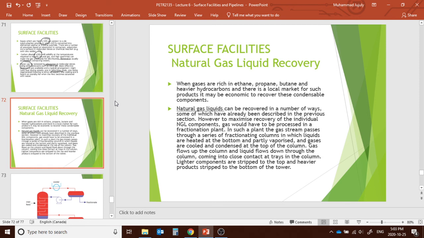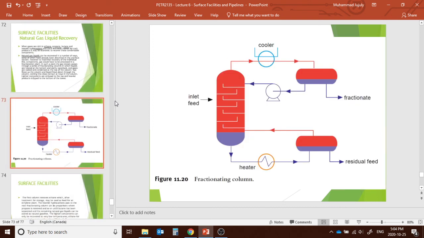Natural gas liquids recovery. Remember, in natural gas, if we have ethane, propane, butane, or heavier hydrocarbons, we can actually fractionate them and sell them to the market. How can we do that? The initial feed would be C1, C2, C3, C4. Now, for methane, the boiling point is very low compared to these others.